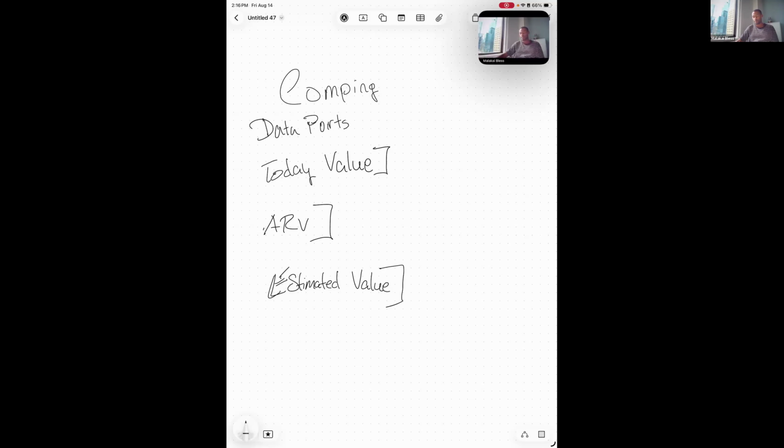What is it worth today? What is our ARV? And what is our perceived value of the property? Right. So that's where we start. That's where our concrete is. Now let's go through a couple of these, see what we can do, see what we can find.